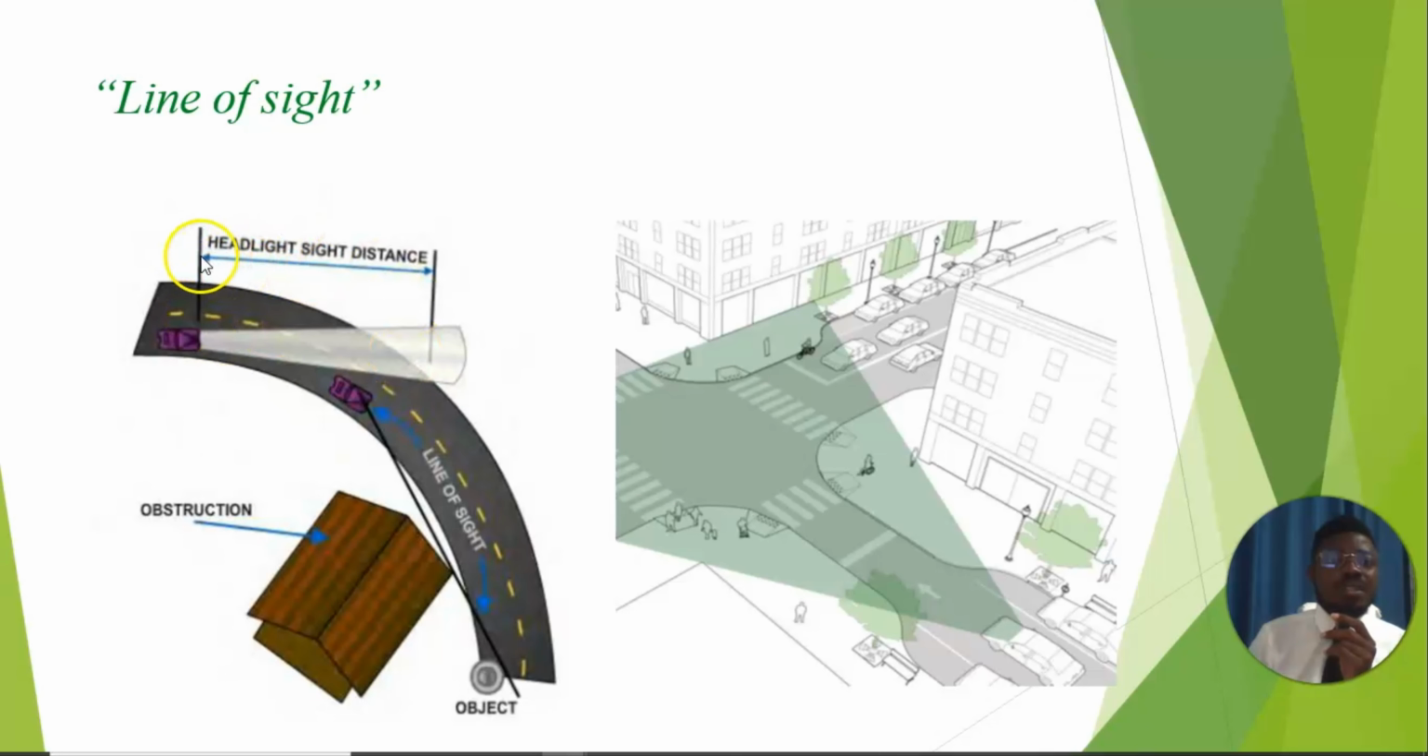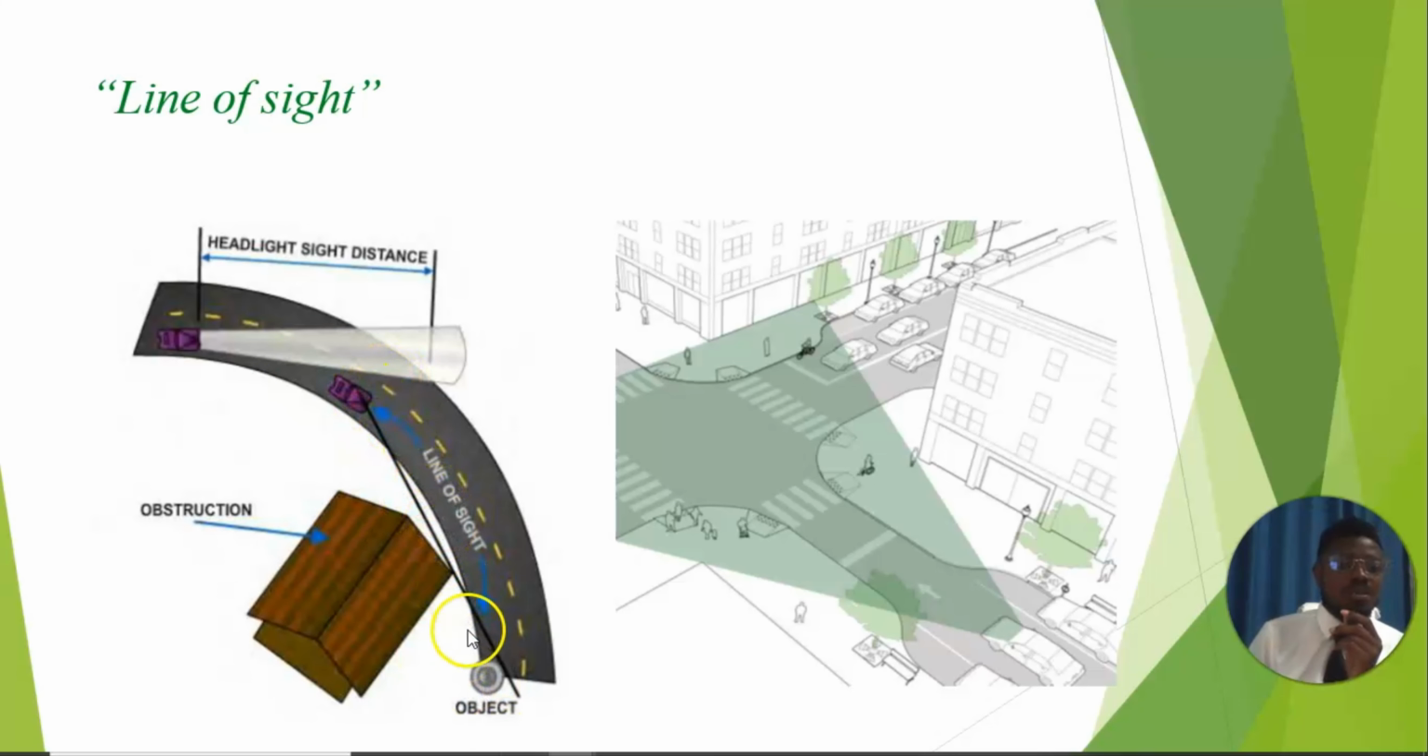We can see here the headlight sight distance. This is what the headlight can sight, so anything out of that range cannot be seen. This is the line of sight based on the headlight. When this driver gets to this point, the line of sight can only range from here to here where an object is. So this is what the driver can see. But this house here is standing as an obstruction, which does not give the driver the opportunity to see what is beyond.